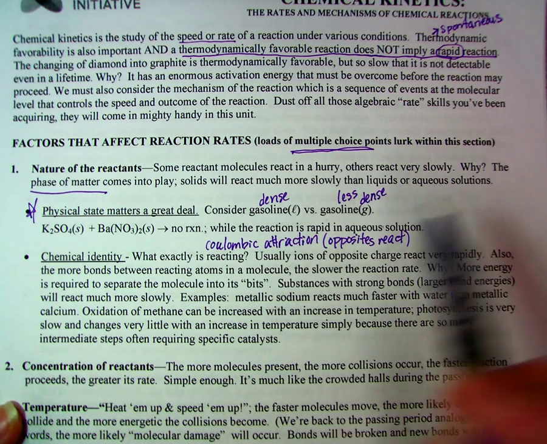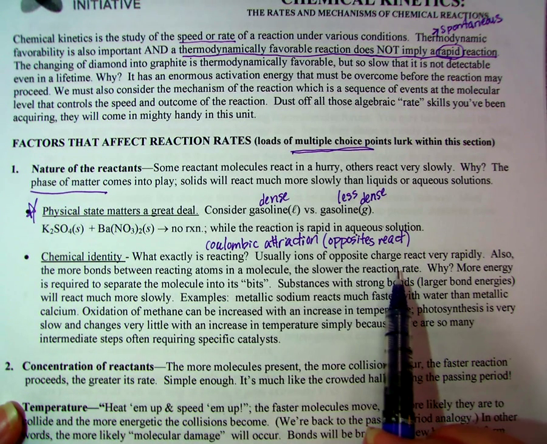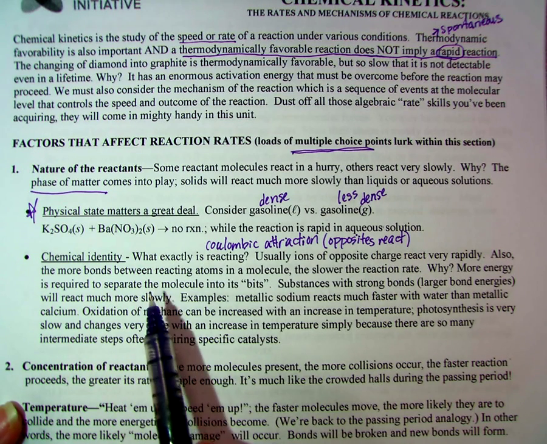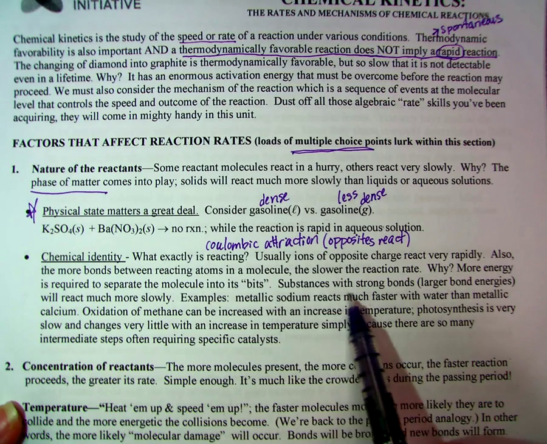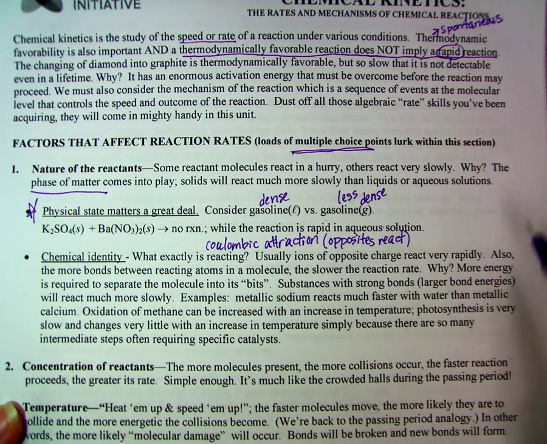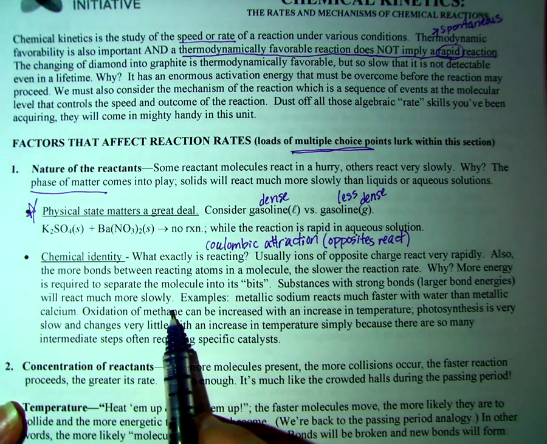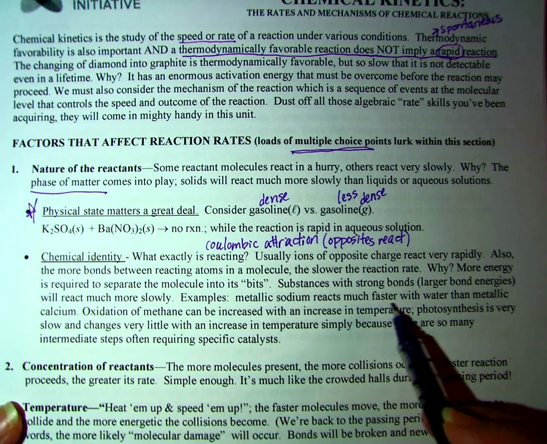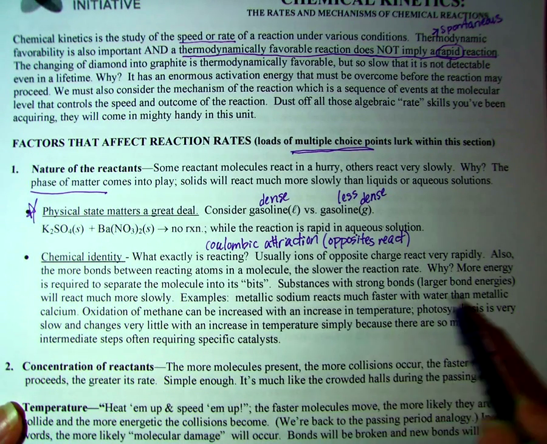The more bonds between the reacting atoms, the slower the reaction rate. And that's because there's more energy required to separate each one of those bonds. And so if you have substances with really strong bonds, these larger bond energies, they're going to react more slowly. Examples: metallic sodium reacts much faster with water than metallic calcium. Has to do with the bond sizes.